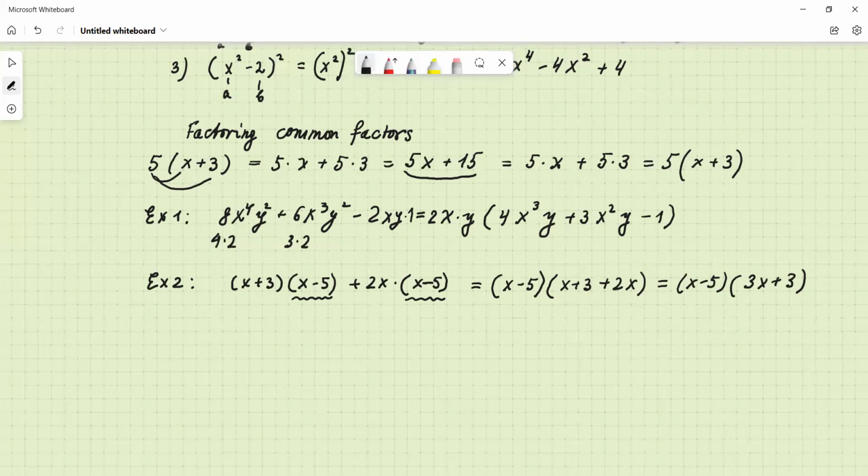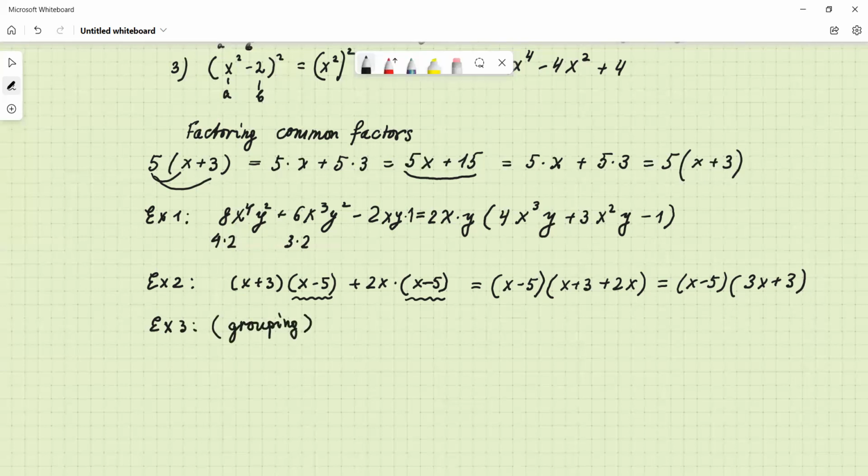Okay, now guys, well, how else can we factor? We can factor by grouping. That's going to be my example number 3. And I'm going to write down in parentheses: grouping.